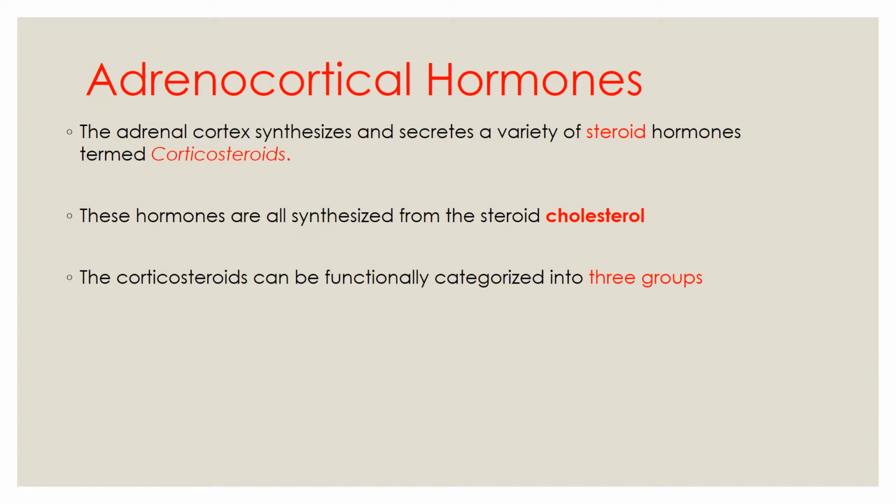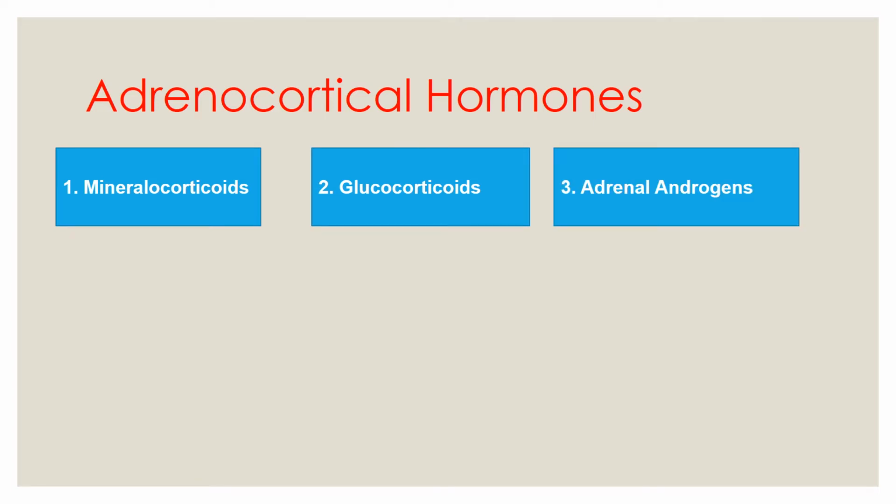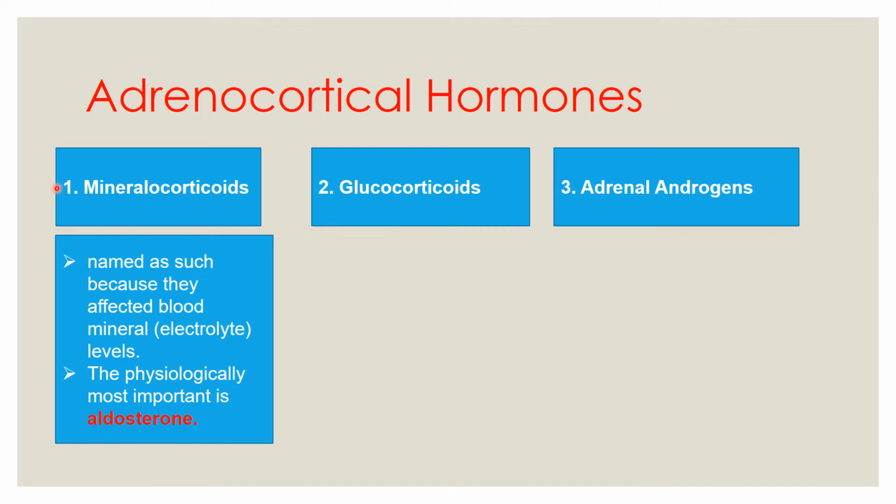Functionally, these hormones, the corticosteroids, can be categorized into 3 groups. The first group is called mineralocorticoids. The second one is glucocorticoids, and the third one is adrenal androgens. The first group, the mineralocorticoids, is named so because it affects the blood electrolytes or the minerals. And the most important hormone in this group, which we will discuss, is aldosterone.